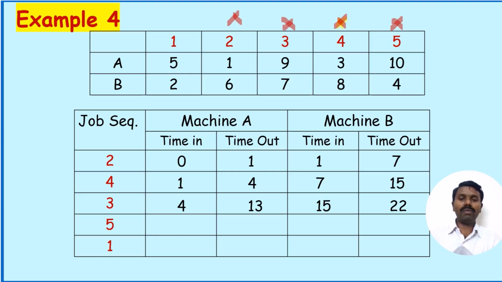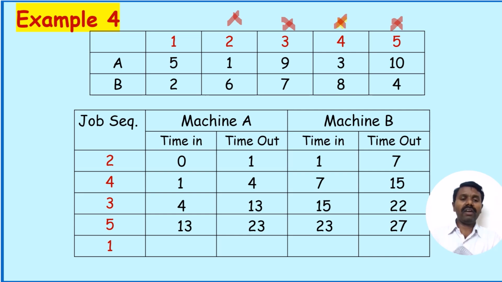Then next we are coming to job 5. Job 5 will start after 13 minutes, and it is taking 10 minutes here. 13 plus 10, 23. Now up to 22 minutes machine B will be engaged with order 3, but after 23 minutes it will be free. So after 23 directly we can assign here. Then it will take 4 minutes, so total 27 minutes.